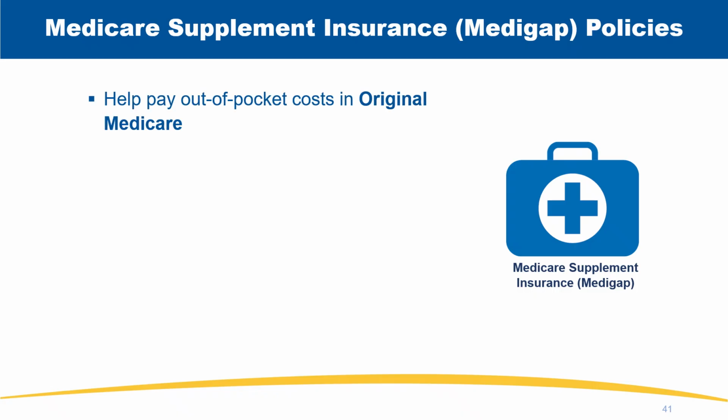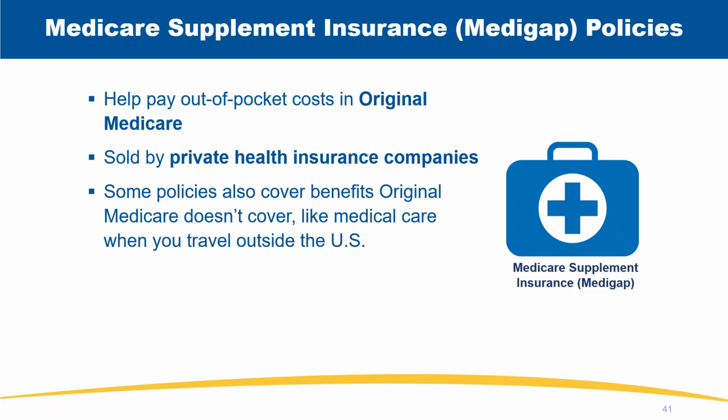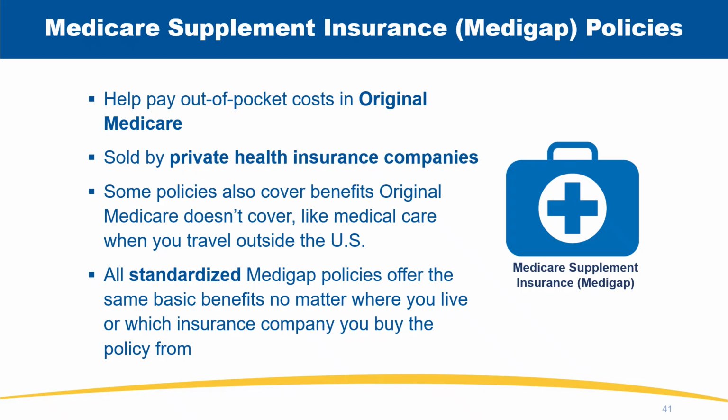So, Medicare Supplement Insurance Medigap policies help pay out-of-pocket costs in original Medicare. They are sold by private health insurance companies. Some policies also cover benefits original Medicare doesn't cover, like medical care when you travel outside the U.S. All standardized Medigap policies offer the same basic benefits, no matter where you live or which insurance company you buy the policy from.